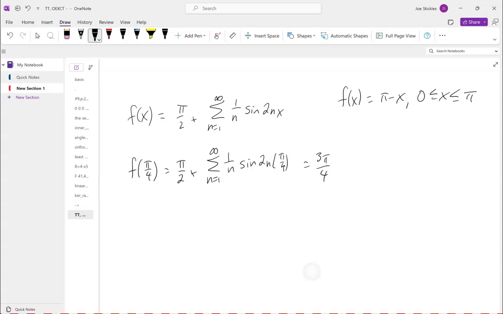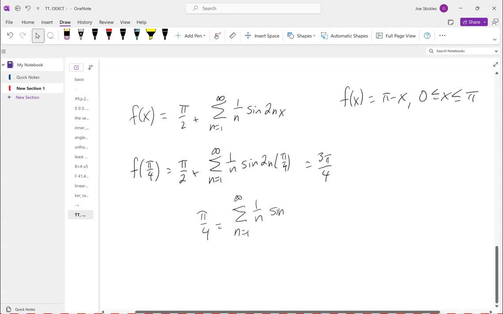So if I rearrange this, we should get that pi over 4 is the same as this series. I should get the sum from 1 to infinity of 1 over n sine of n pi over 2. Right? Agreed? Okay. But let's analyze this a little bit more.